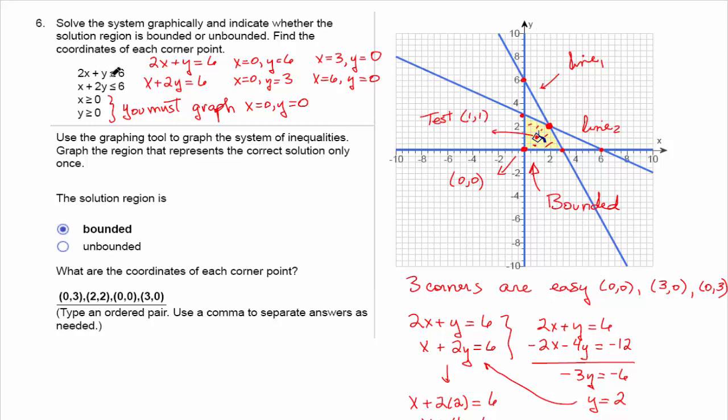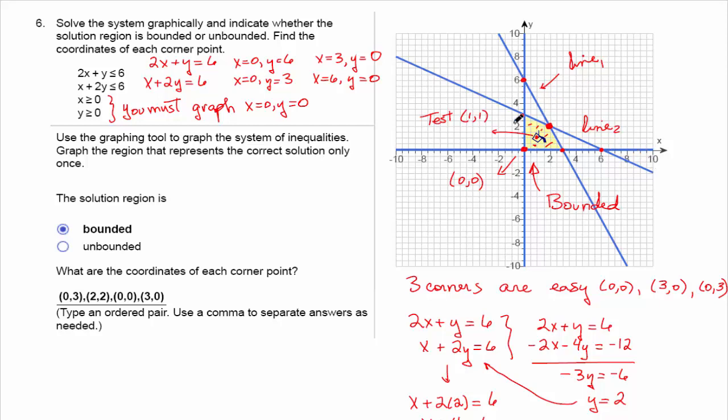All right, so I have two lines. What do they look like? Well, they are solid lines because of the inequality. I then plug in x is 0, y is 6, y is 0, x is 3. So I've got 3, 0, and I've got 0, 6, and that's line 1. If I look at the second one here, x is 0, y is 3. y is 0, x is 6. All right, so here's line 2.